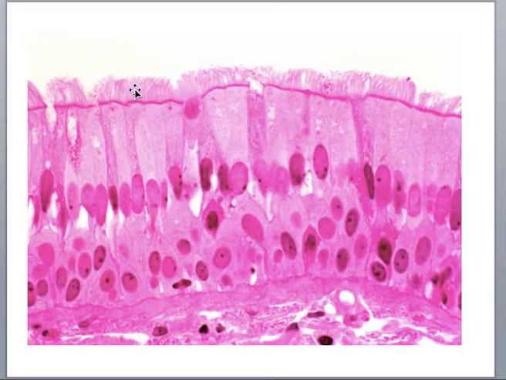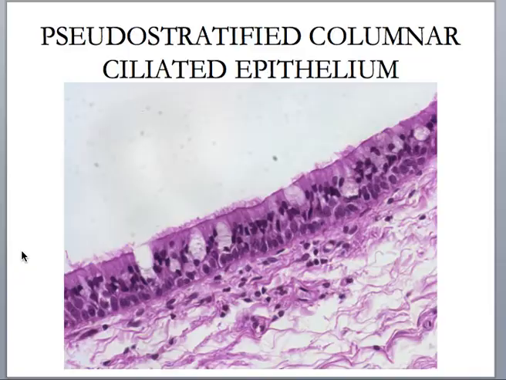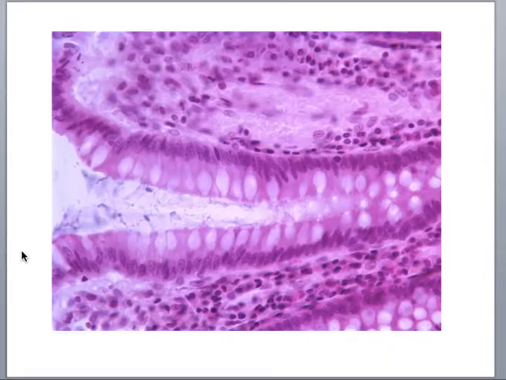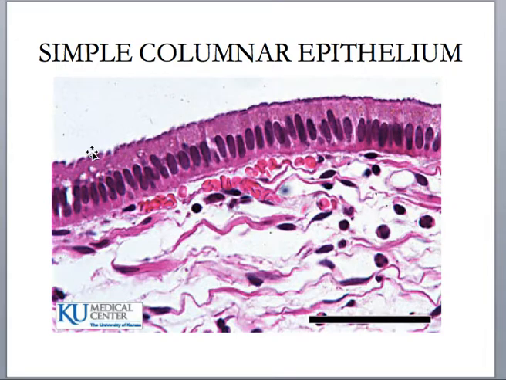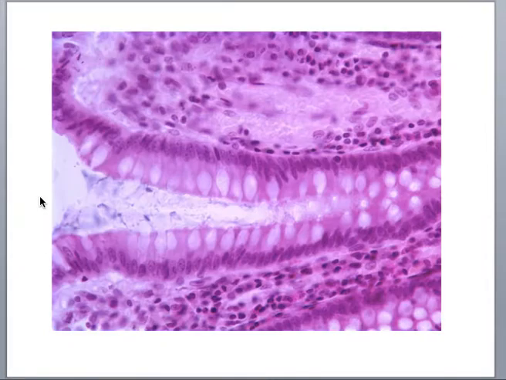Dead giveaway, look for cilia. If you see those super long finger-like projections, you're going to tell me pseudostratified columnar ciliated epithelium. If you do not see those long finger-like projections, but you just see a short, stubby, kind of fuzzy border on the apical surface, this is simple columnar epithelium with microvilli.